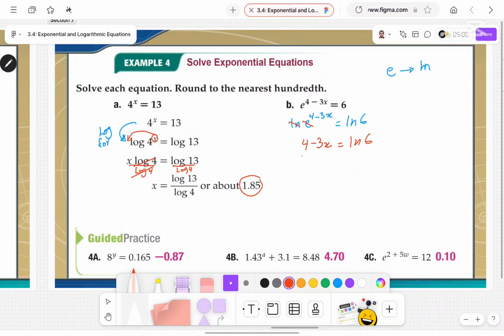Now we need to isolate x, so I have to do minus 4 here, minus 4 here. We can cancel these two together. Negative 3x equals ln 6 minus 4. Now I can divide by negative 3 on both sides, so we cancel these. x is equal to (ln 6 minus 4) over negative 3. Or you can just find the answer by calculator.